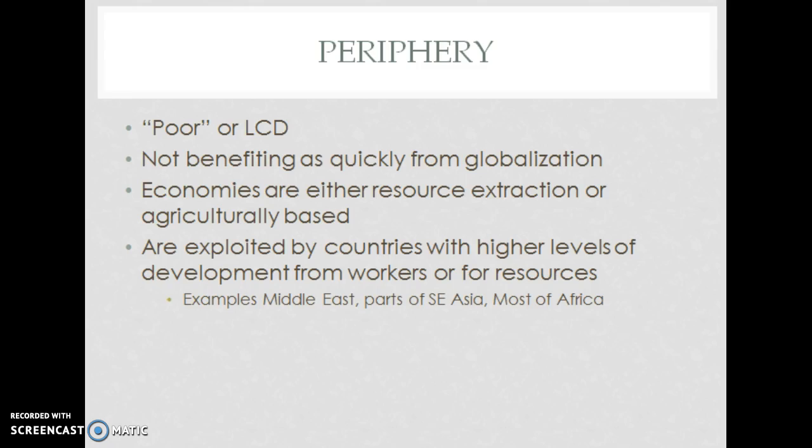All right, the last set of low development countries we refer to as the periphery. So when we're saying poor, of course, we're looking at the LDC, which is our level of development. The periphery countries are not benefiting as quickly from globalization as we see in the core and the semi-periphery model. Again, the periphery are the ones that are being exploited by the other two categories. They're being exploited for resources, exploited as far as their workers and their economy. And some examples that we can see in terms of countries, the Middle East, we see parts of Southeast Asia, and we see most of Africa falls into the periphery category.